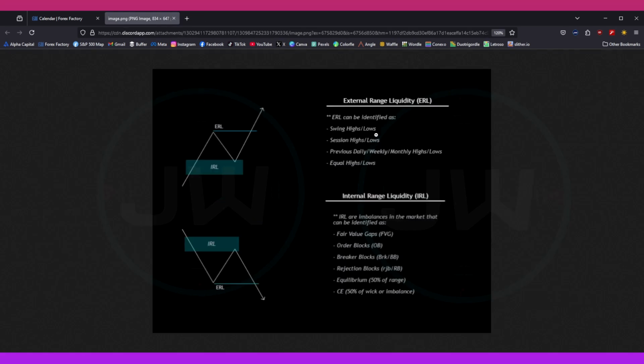And this is a list of the external range liquidity and internal range liquidity that we get. As you can see, externally we have our swing highs and lows, session highs and lows, our previous day, week, daily and weekly highs and lows, monthly highs and lows, equal highs and lows. The trend here is basically highs and lows. And internal range liquidity, these are your fair value gaps, your order blocks, your breaker blocks, rejection blocks, and so on. You can see our bullish and bearish example.